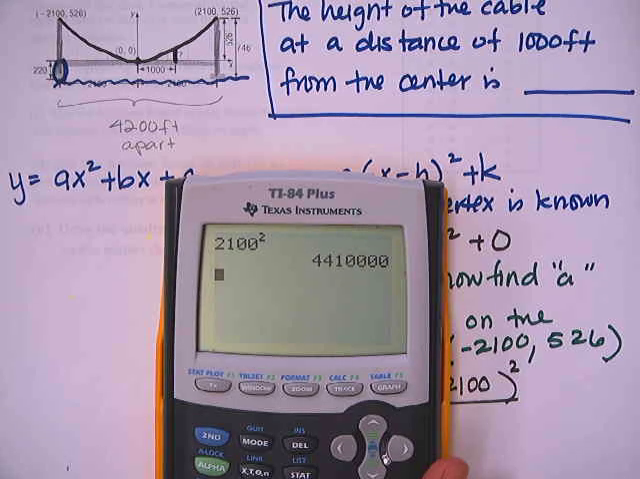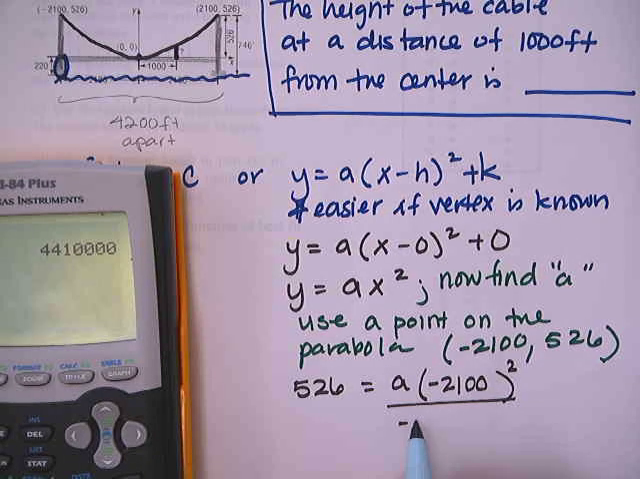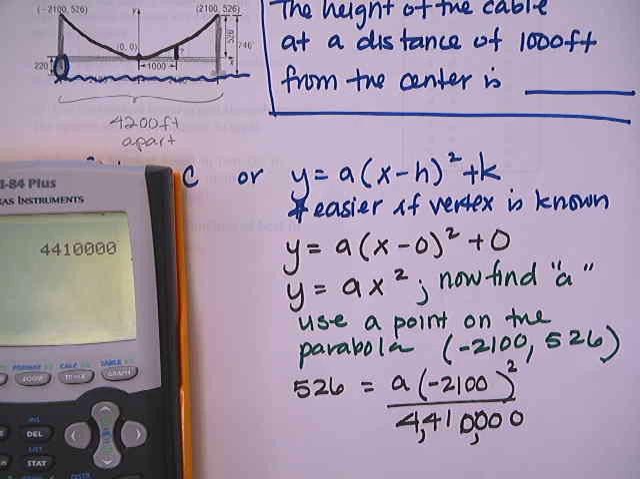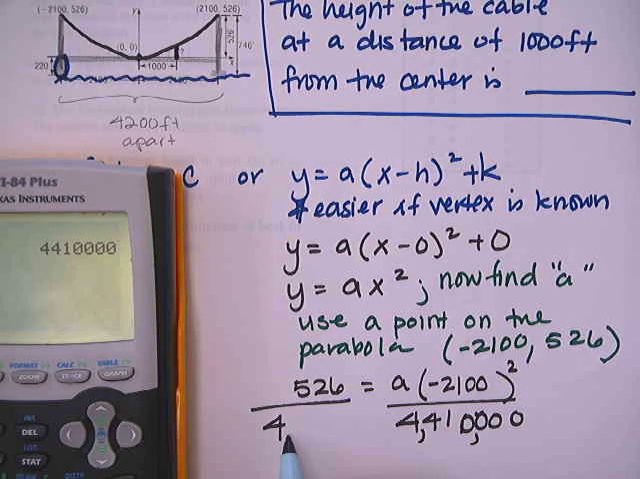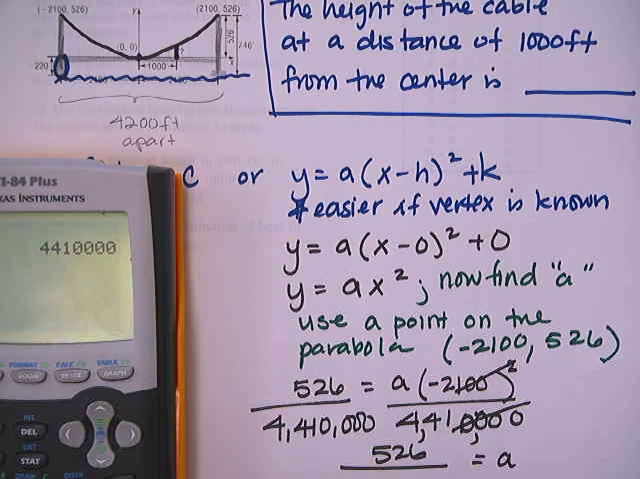Woo, huge number. Here you go. So divide both sides by 441. And then we have, how many zeros? 1, 2, 3, 4. So 4,410,000. So divide both sides by that. Okay. So a is going to come out to be this: 526 over 4410, and then 3 extra zeros.